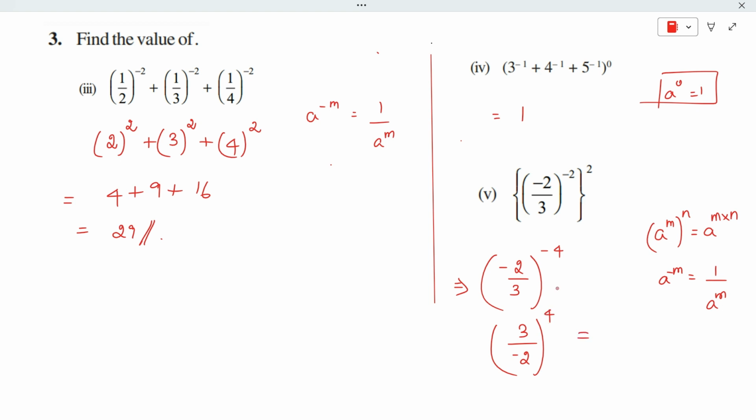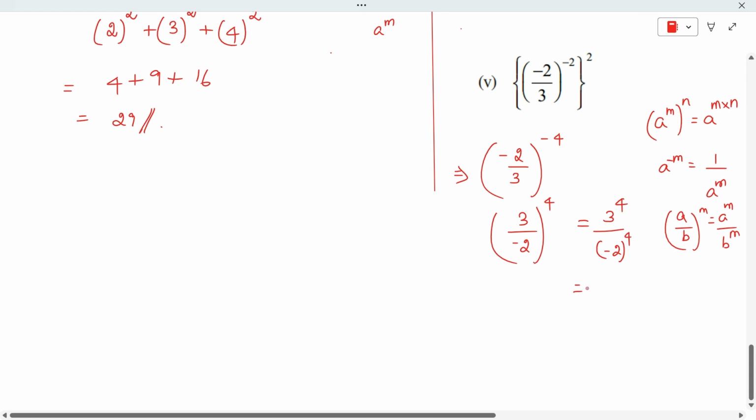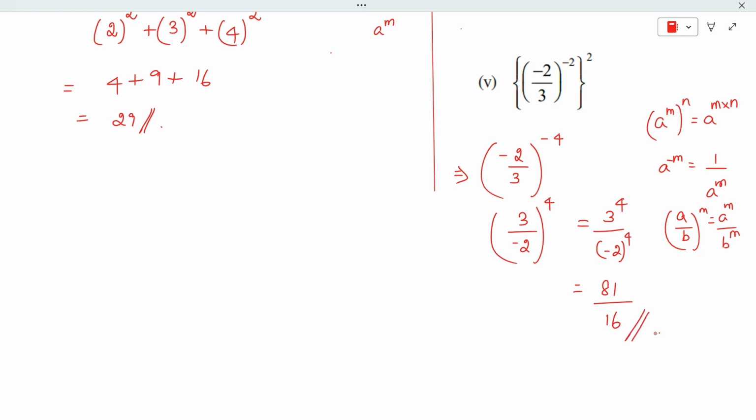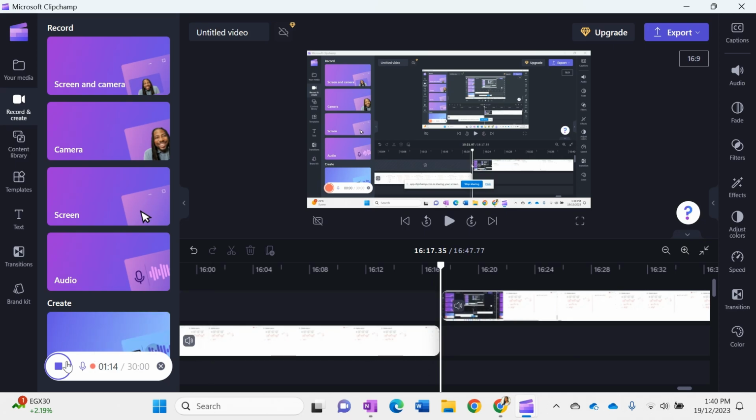So I need to find the value, so I am just evaluating it. 3 power 4 by minus 2 to the power 4. Here I am using the laws of exponent and splitting the power to both the numerator and the denominator. So this will become 81 by 16. So when they are asking to find the value, evaluate the powers and find the value for it.